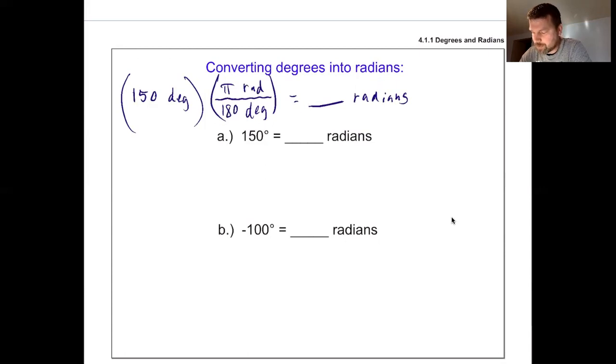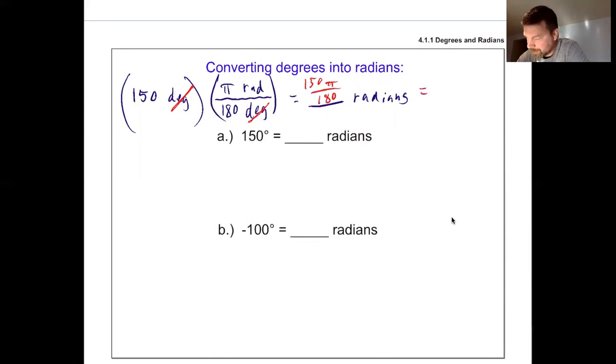You notice if I do this multiplication now, that label degrees is going to cancel out with that label degrees, and I'm going to be left with a label of radians. So to convert from degrees to radians, you just multiply by pi over 180. In this particular case, I would have 150 pi over 180 radians, which we could probably simplify pretty nicely.